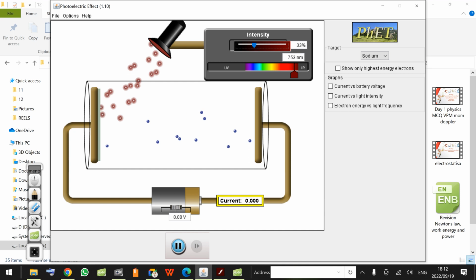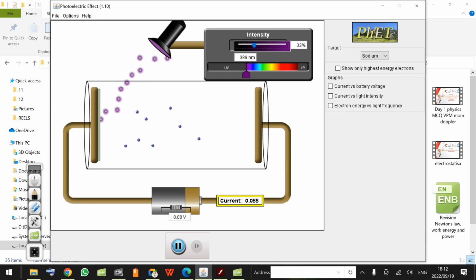Okay, if I change to red, what happens? I don't know if you notice an effect here. Okay, there's an effect. Kind of as if there are no more electrons. I'm going to tell you why. What if I go to that? Now we have electrons. We are going to see what's going on as we continue this.